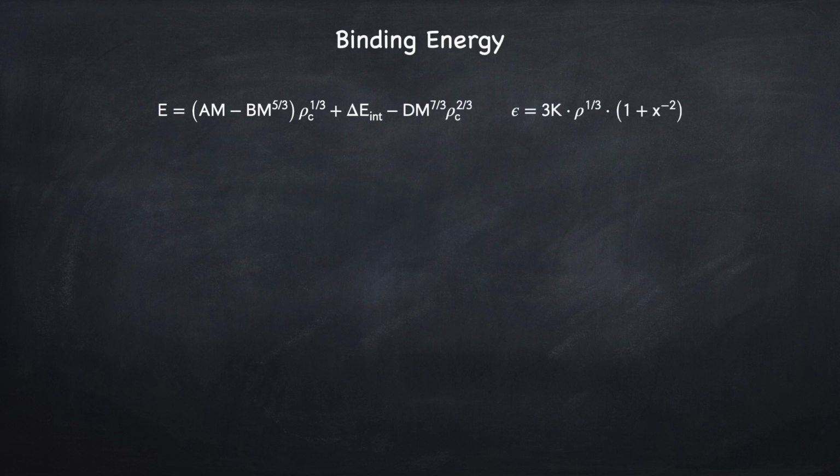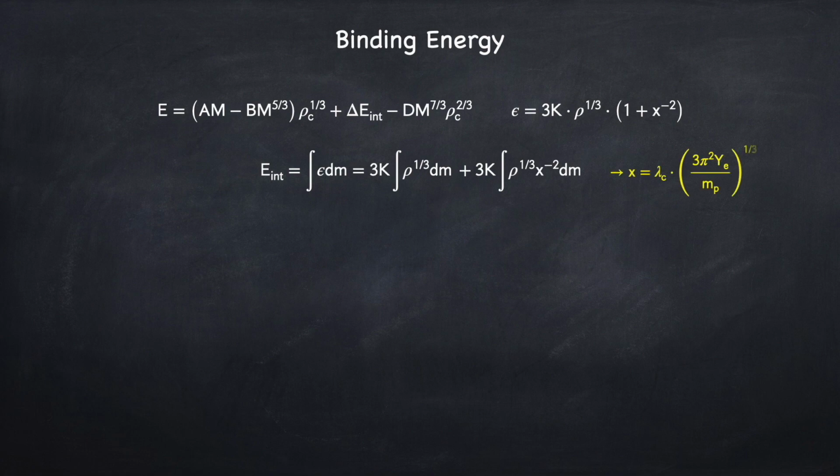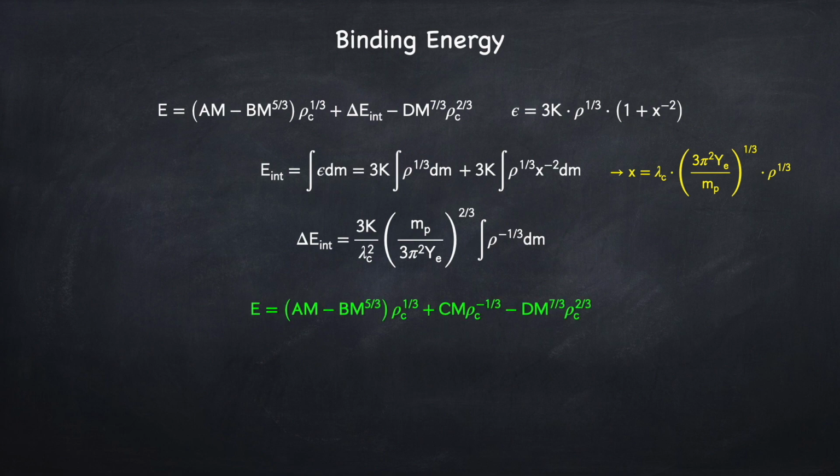Now let's take a look at the binding energy. The only thing we don't know here is what the correction of the internal energy is. The total internal energy will be the integral over the mass of this quantity epsilon. We found what the first order term is. Now we just have to integrate the second order term. But remember that x is proportional to the density to the 1/3, so we can plug that in, integrate this over an n equals 3 polytrope to get that the total energy of the star will have this final form.